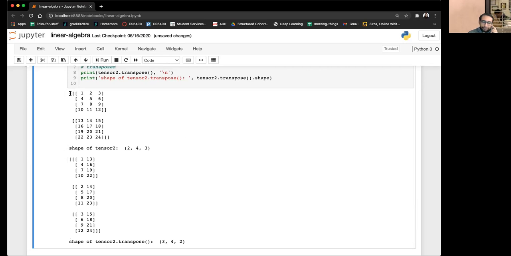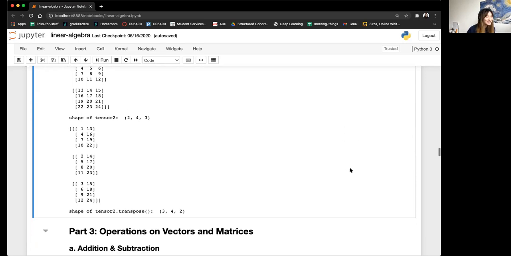Yeah, so in this tensor here, we have this first matrix and then this second matrix. So you could think of it as a list of matrices, not a matrix within a matrix. I think that would be like a 4D. I don't know. All right, that's a good clarification.